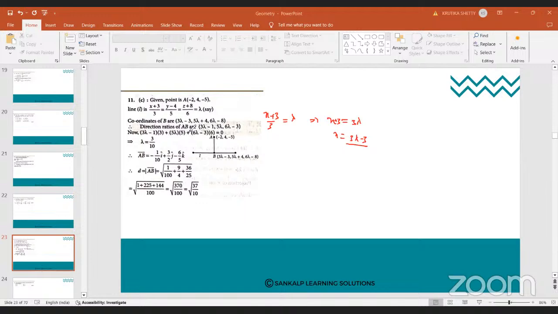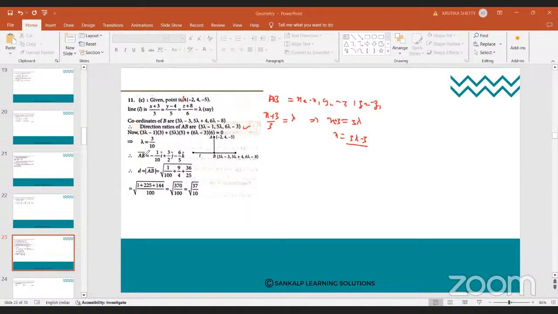Now see, the direction ratios of AB are 3 lambda minus 1, 5 lambda plus 4, 6 lambda minus 3. Okay, so here we are calculating the A and B direction ratio. So it will be x2 minus x1, comma, y2 minus y1, comma, z2 minus z1. Okay, so you have to do this. We will be getting these values, and then we have to make use of the distance formula now. Okay, distance between these 2 points.